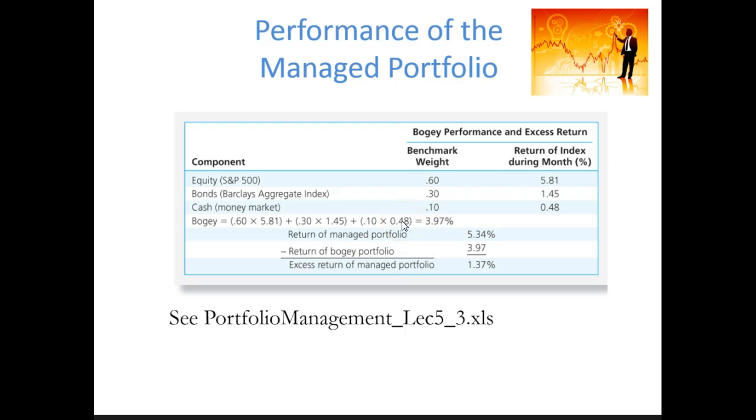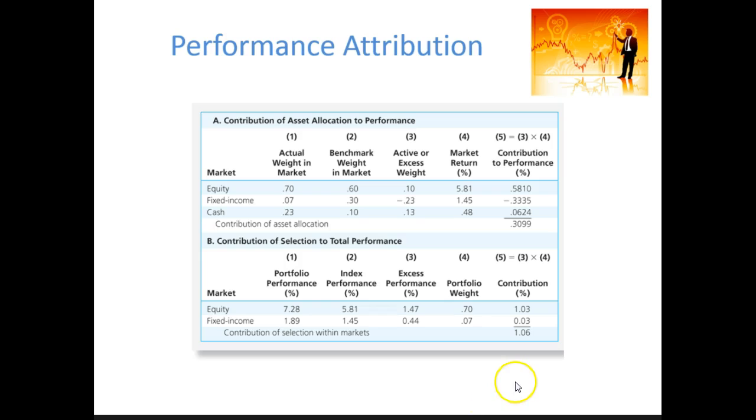Now let's consider that the fund that we're managing in this period had generated a return of 5.34%. So that means we've outperformed the bogey, we've outperformed the benchmark, and the degree of that outperformance was 1.37%. The first step is good news. We've seen we've outperformed the market, but the next step in portfolio attribution is to decompose that 1.37% to identify what proportion of it is due to asset allocation and what proportion is due to security selection.